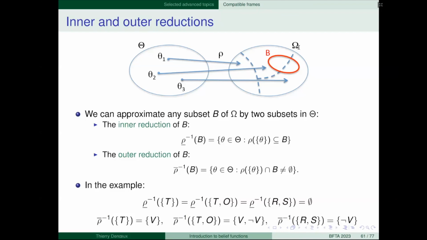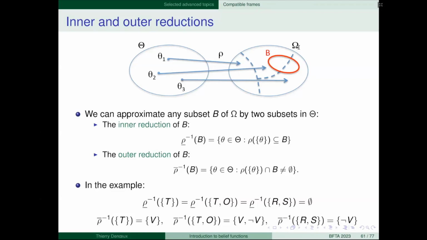So in the previous example, we had 3 focal sets in omega: tree, obstacle, road, and sky. For these 3 sets, the inner reduction is empty. From that, we can already see that this definition is not very useful, because many times you just get the empty set. Okay?